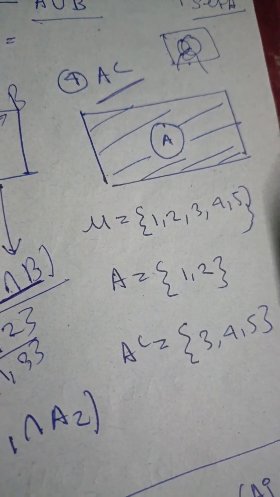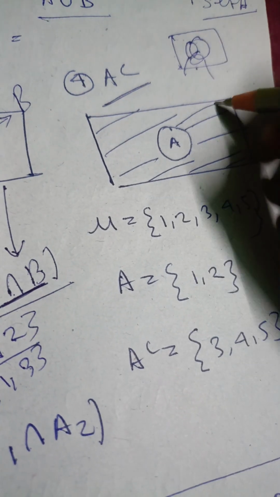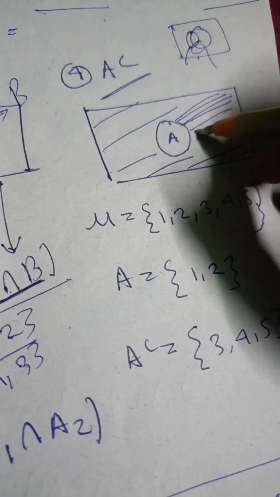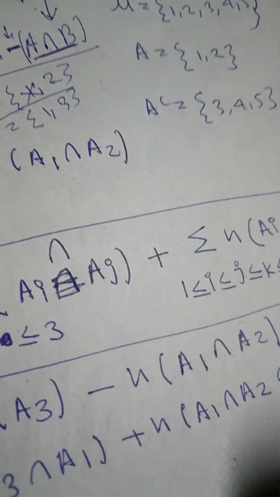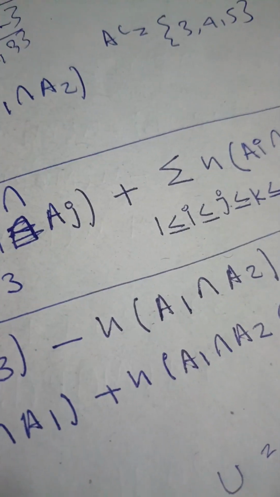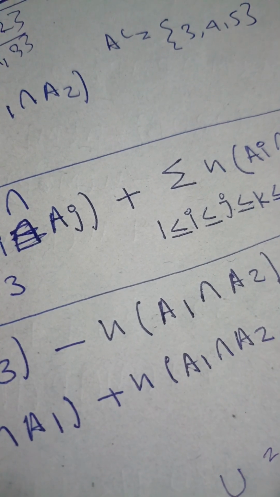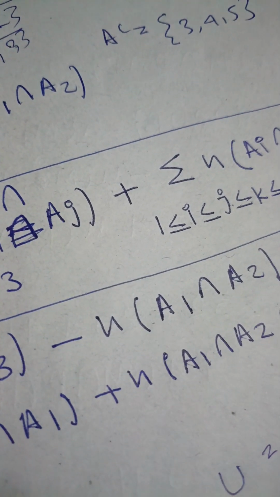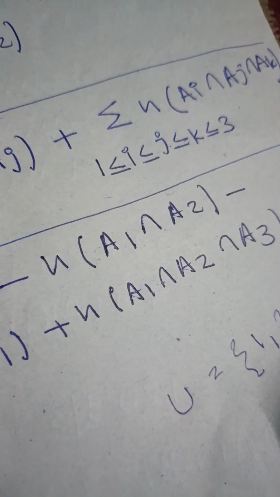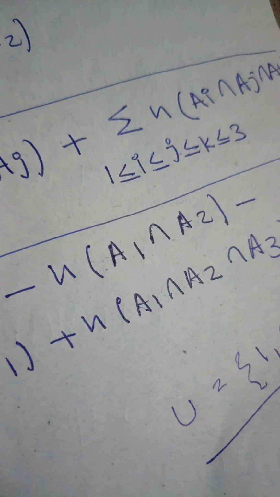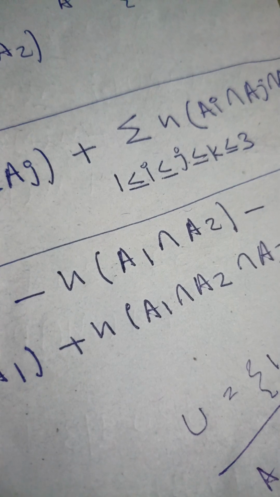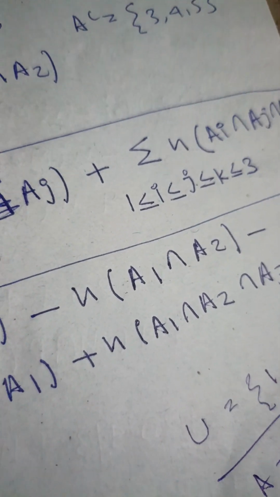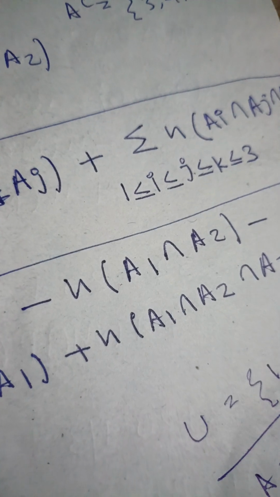Okay, what is A complement? We are marking the whole universal section, the whole universal set except A. So let's suppose the universal set is 1, 2, 3, and A is 1, 2. What is A complement? That is everything else.